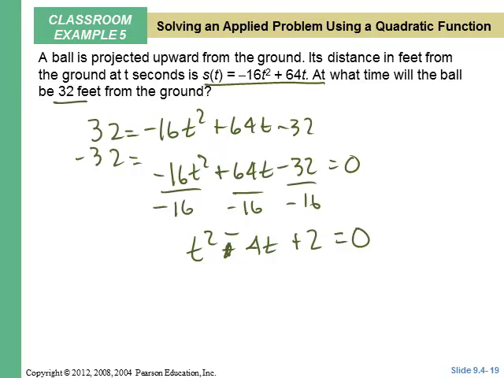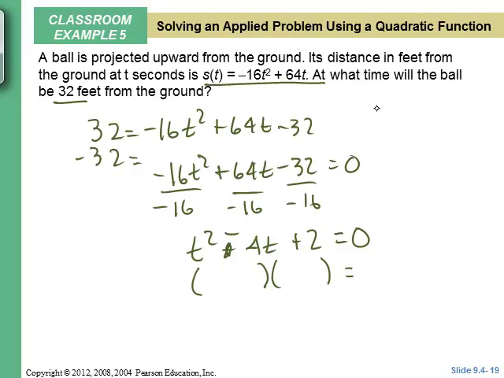I made a mistake. Negative 16t plus 64t minus 32. Divide everything by negative 16, you get t squared minus 4t plus 2 equals 0. What two numbers multiplied equal 2, added equal negative 4? See, that's why there's got to be something going on there.